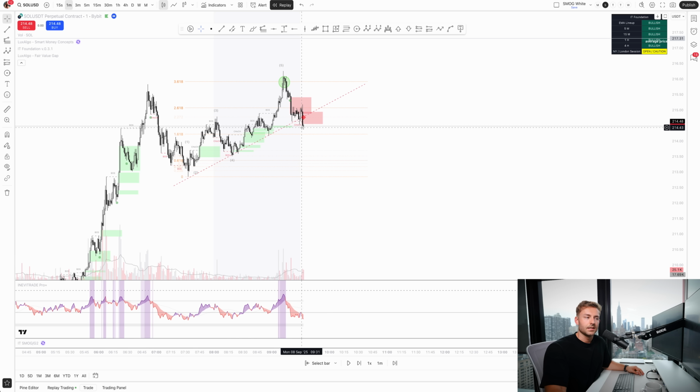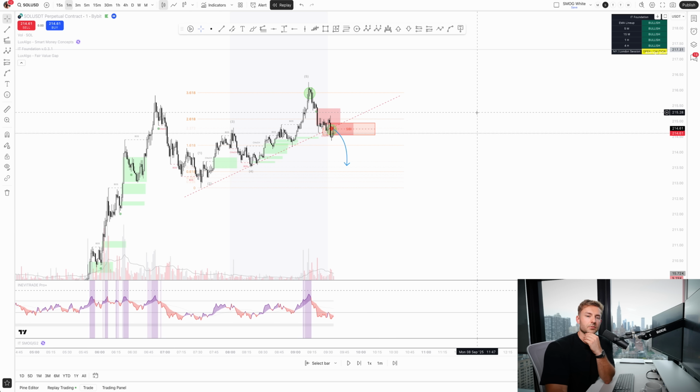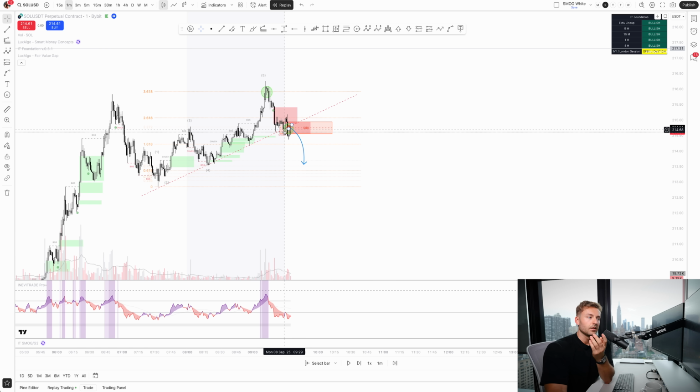Then we get a big candle to produce one of those fair value gaps. So you can see price comes beautifully into that area. So now we have layers of confluence to assume that this could be a weak area in the market, especially because this 930 level just opened. So now we have all of our layers of confluence.